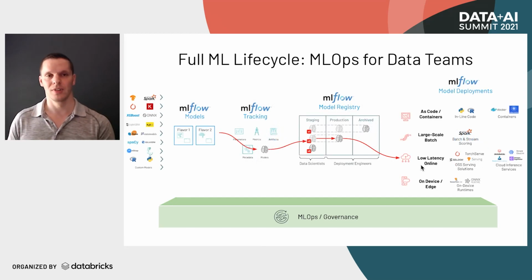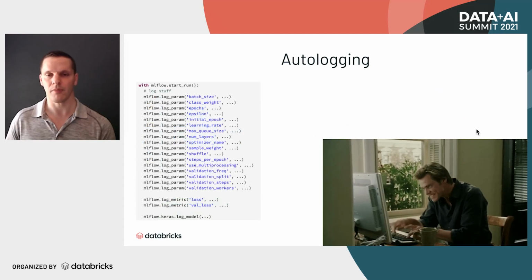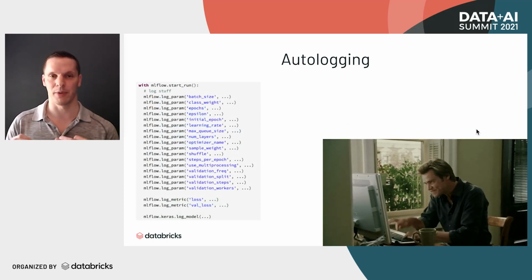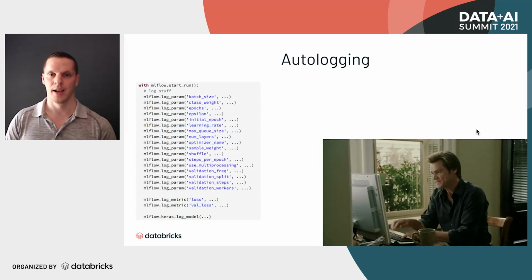So we're going to look at each one of the components of MLflow from the model format to tracking to the model registry and the deployment options. And we're going to be looking at how we actually enable end-to-end MLOps and governance on Databricks by integrating all of these different components. And it's anchored on a capability that we're building that we call autologging.